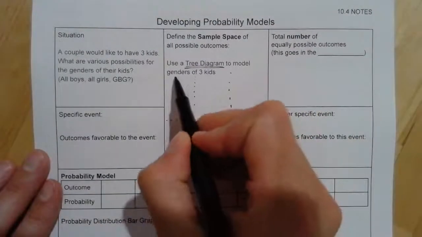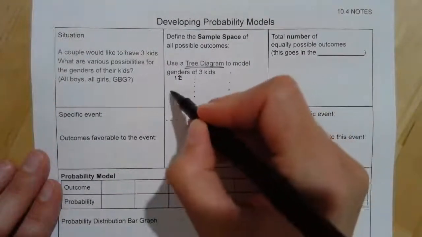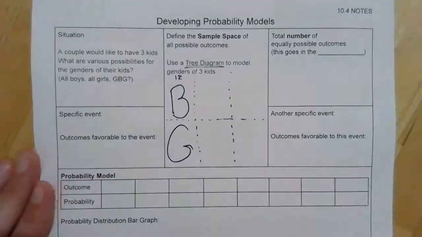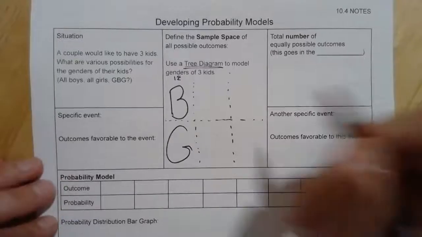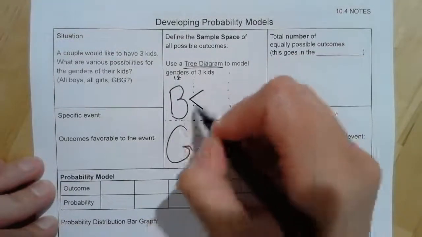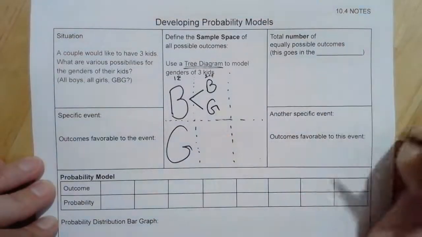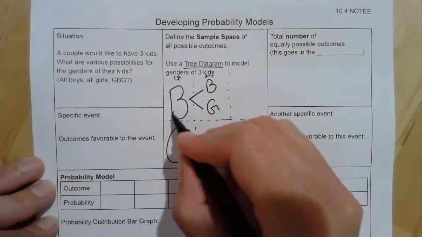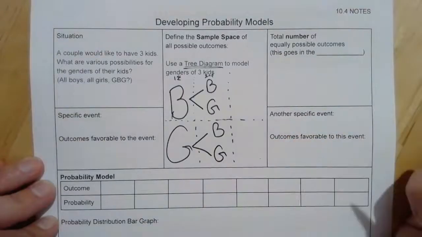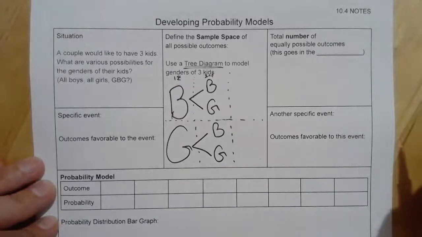And so we're going to look at the first kid here. The first kid could either be a boy, I'm going to write a really nice big B, or a girl, a nice big G. And this is how we're going to do our tree diagram. We're going to branch off. Now the second kid, if the first kid's a boy, then the second kid could either be another boy or it could be a girl. And same down here, if the first kid's a girl, then the second could either be a boy or another girl. I'm always writing the B on top just to make it a little systematic.